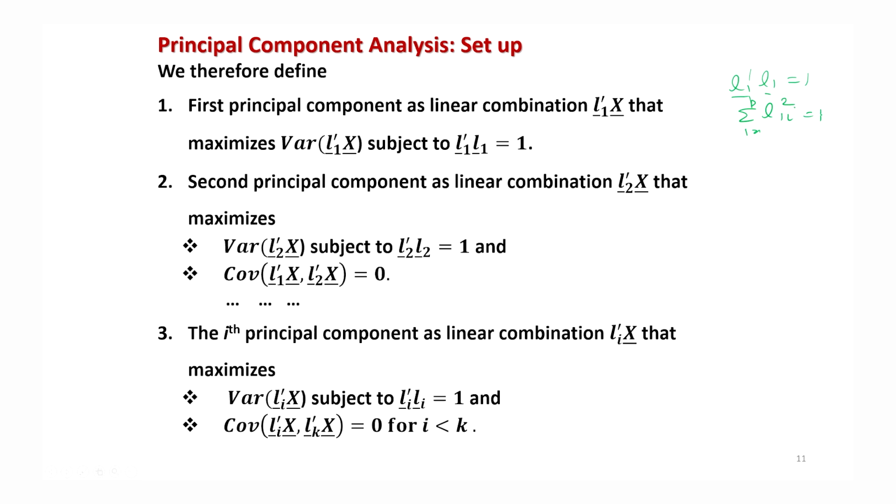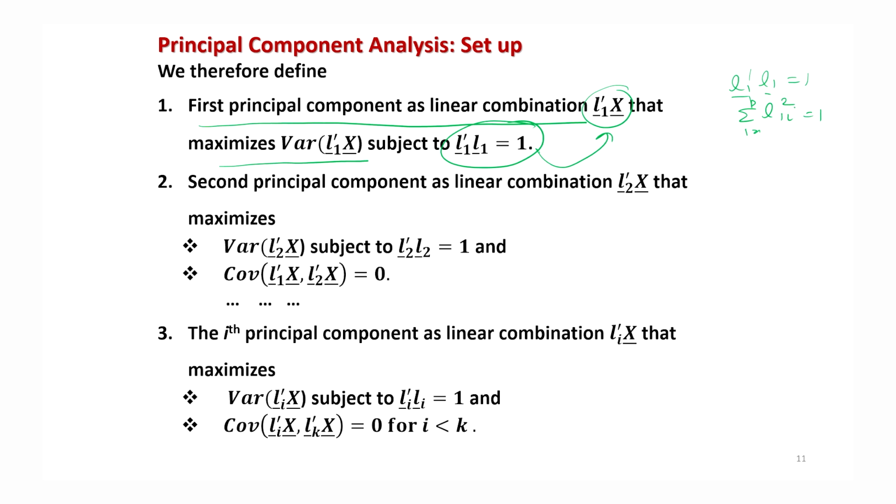So now, after understanding this, we can define the first principal component as the linear combination L1 transpose X that maximizes the variance of L1 transpose X subject to the condition L1 transpose L1 is equal to 1. That is why I call this L1 transpose X the normalized linear combination. So we have obtained the first principal component.